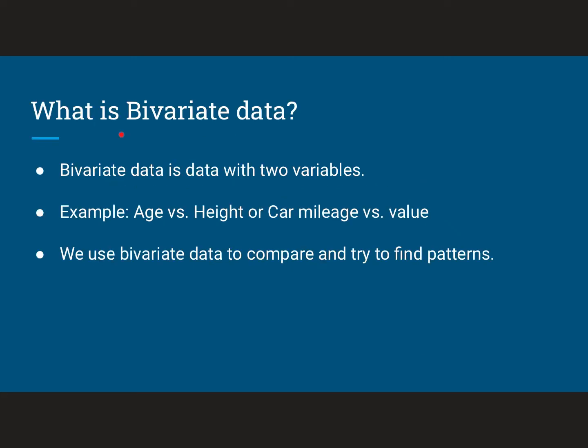So the first question is, what is bivariate data? Bivariate data is just data with two variables. That's why we call it bivariate. BI stands for two. An example is a comparison of height versus age, or car mileage versus its value. We use bivariate data to compare and to try to find patterns in our data.